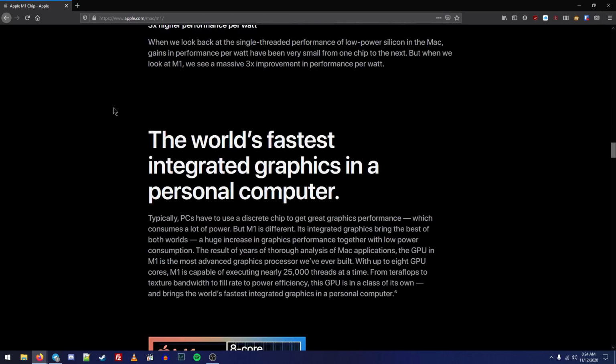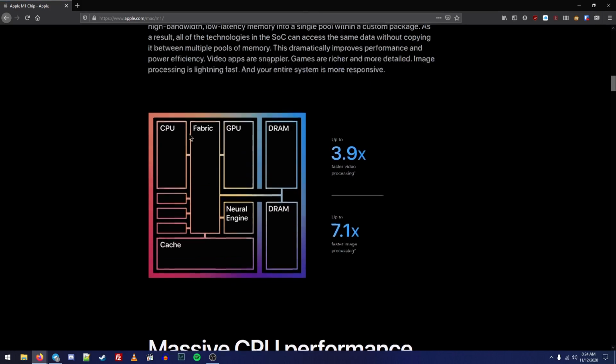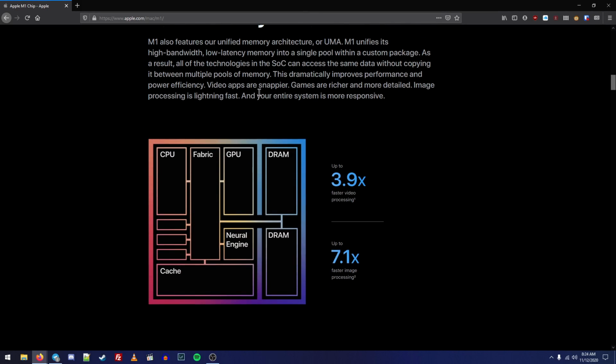Like, all this, if we actually go and find it here somewhere, the memory is integrated into the CPU itself, or the SoC in this case. So, obviously, I don't think the RAM is going to fail, but you don't even have the luxury of upgrading your RAM anymore after the fact.